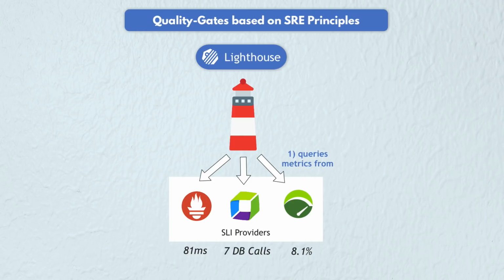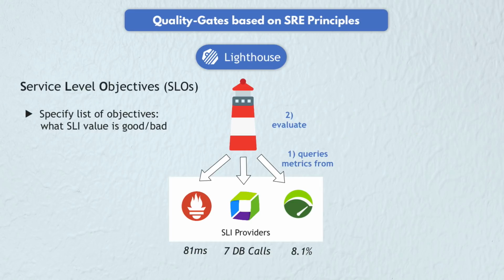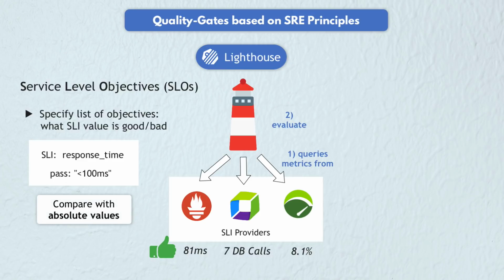As a second step, once we have the metrics or SLIs, we want to now evaluate them. Are they high, low, good, or bad? So how do we define what's good or bad? We define this with what's called service level objectives, or SLOs. For example, we define that a response rate below 100 milliseconds is good. So the objective is to have a response rate below 100 milliseconds. So that's one type of evaluation of taking the metrics and comparing it with absolute values.